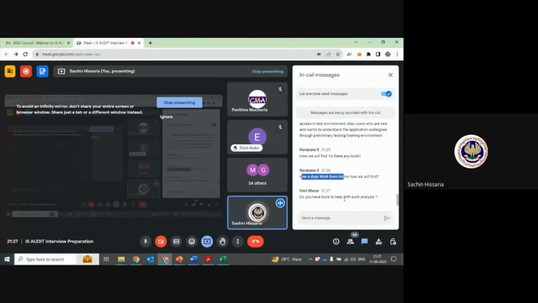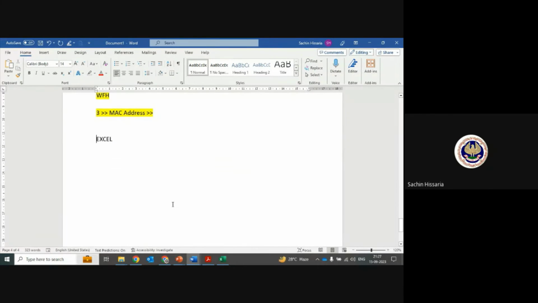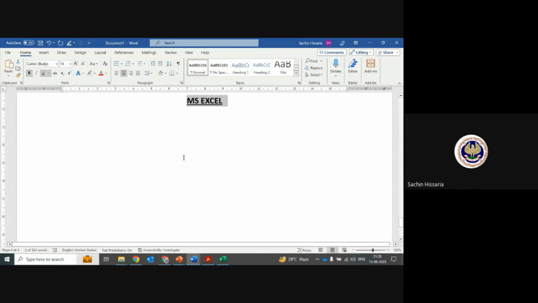Do you have a tool to help with such analysis? Generally, to do all this analysis, in the majority of scenarios we use Microsoft Excel. We are not using any other customized tools. Microsoft Excel is a very powerful tool, and as an auditor, you need to have some expertise in it.